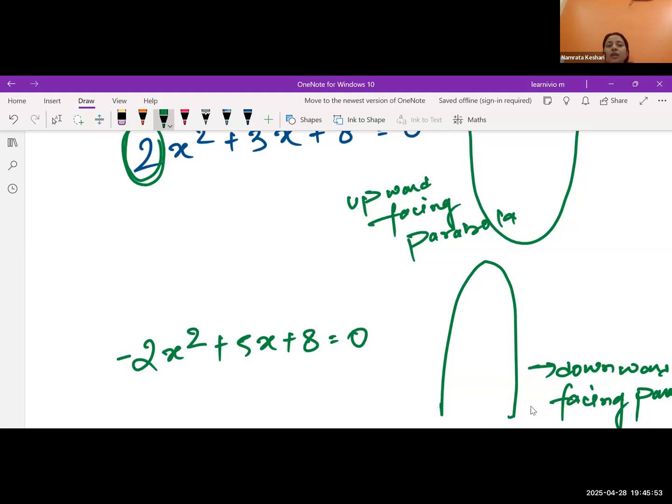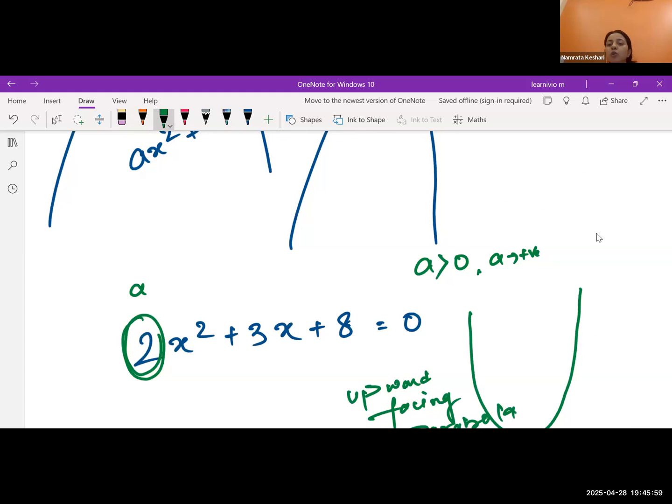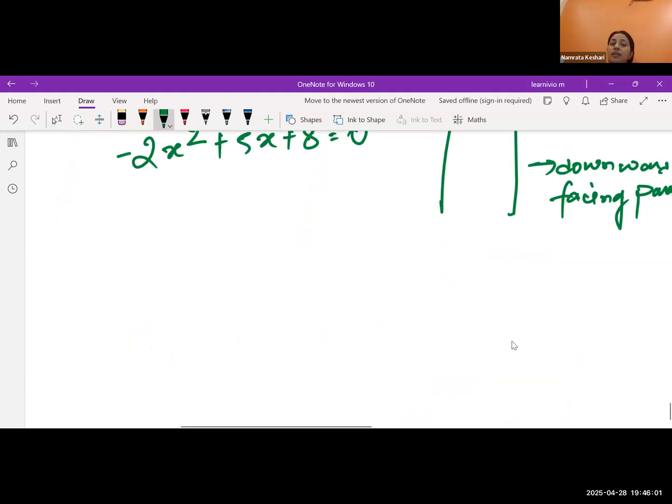Okay, now see carefully. I told you that when a is bigger than 0, it is an upward facing parabola. When a is smaller than 0, it is a downward facing parabola. A will never ever be 0. Our quadratic equation will look like 2x square plus 5x plus 6 is equals to 0. This is a quadratic equation.